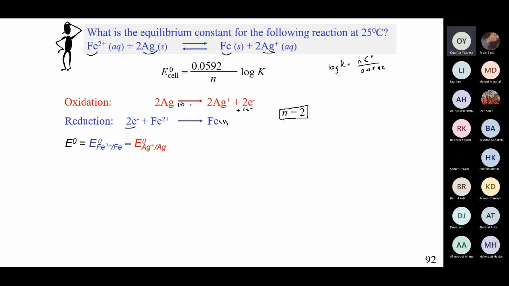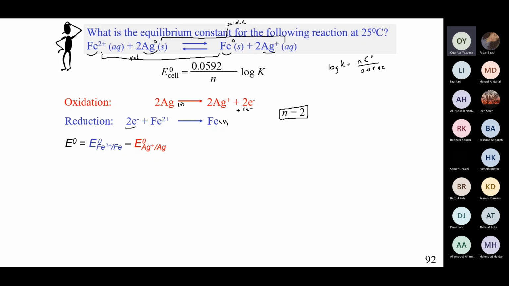Now, do you really have to see who's undergoing reduction and oxidation? Do you have to split it like this? Not really. I can just go from the reaction and say Fe is going from 2 plus to 0. So definitely it's gaining electrons. So it's the reduction. Ag is going from 0 to plus, so it's becoming more positive. That end is the oxidation.